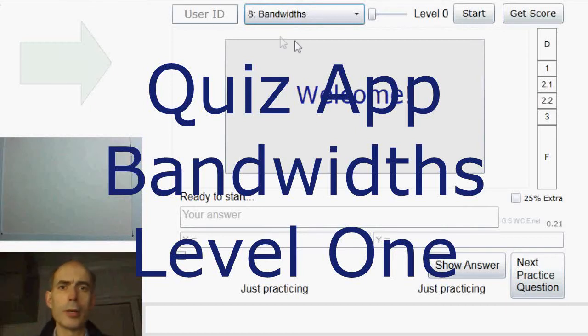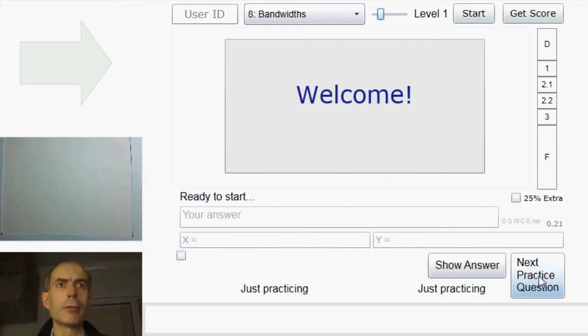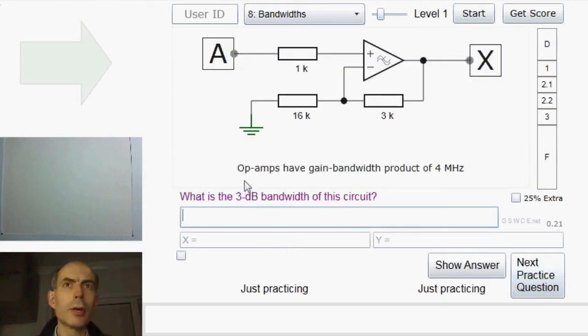Hello, this time bandwidths, and we'll start at level 1 and get a few questions. Op-amps have a gain bandwidth product of 4 MHz, and the question is, what is the 3 dB bandwidth?